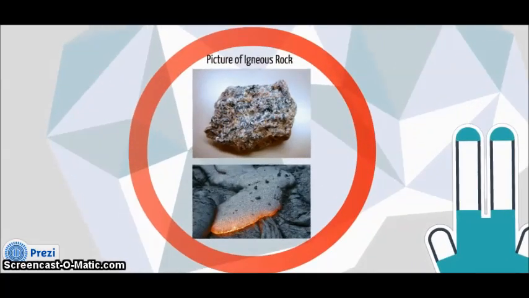Here are two examples of igneous rock. The top image is granite. Granite is an intrusive igneous rock, and it is coarse, having larger minerals than an extrusive igneous rock. The bottom image is basalt, an extrusive igneous rock, and you can see that it has finer grains.